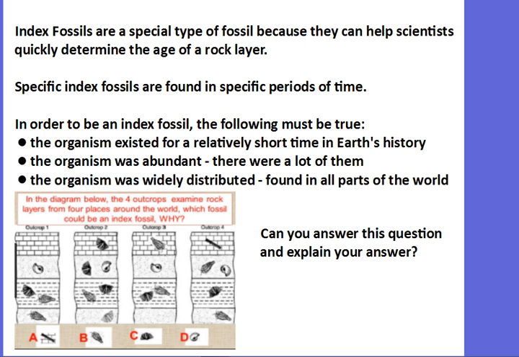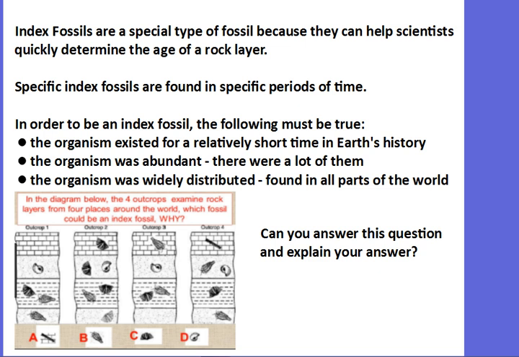Index fossils are a special type of fossil because they can help scientists quickly determine the age of a rock layer. Specific index fossils are found in specific periods of time. There are many different index fossils. Trilobite is one of the more popular ones that everybody seems to know about and that we've talked about a little bit in class. In order to be an index fossil, the following things must be true.